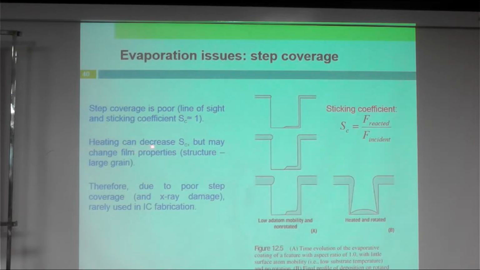Heating can improve step coverage, but may change film properties. So you keep depositing, then you get this kind of deposited thickness. It will grow with low atom mobility and non-rotated. Therefore, due to poor step coverage and X-ray damage, it is rarely used in IC fabrication.